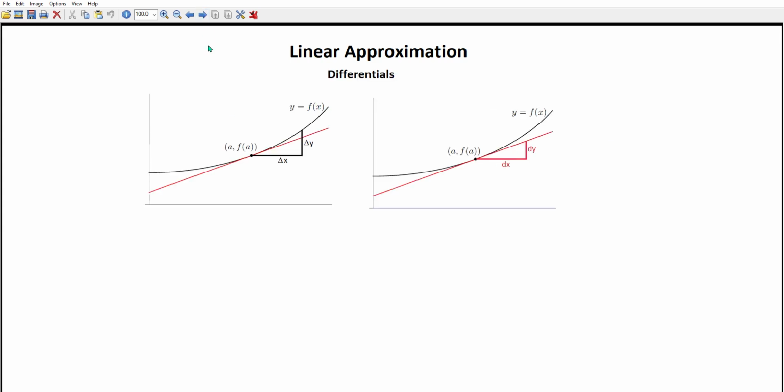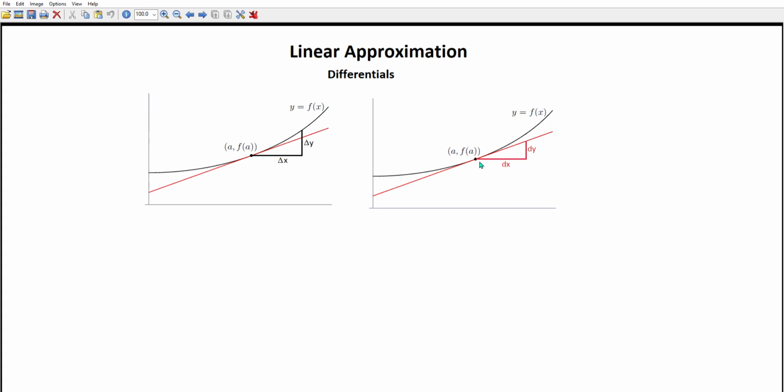Okay, now what we're going to look at is the idea of a differential. So here's a picture of our y equals f of x. Here's our point a, f of a. And we look at how the function changes, delta y, as the x value changes. And what we're going to do is replace that delta y, which is the change that we get because x changed, by the change along the tangent line.